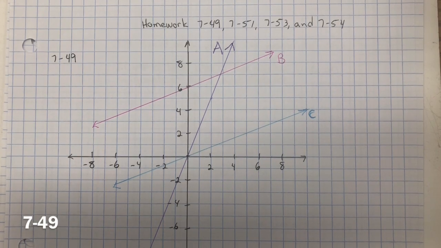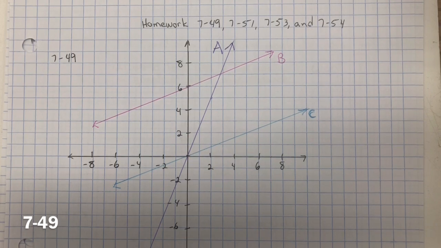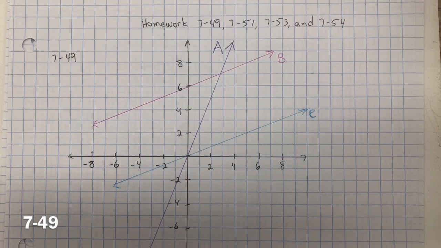This is the homework for 749, 751, 753, and 754. In 749, you need to compare the graphs of line A, B, and C. In A, you need to determine which line has the greatest slope and justify your answer.